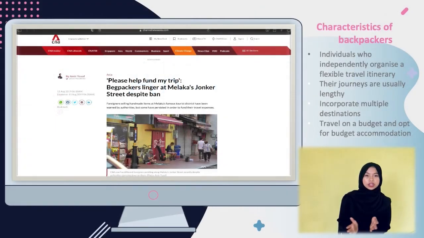Moving on to the article review, the term backpacker was agreed by academicians since 1990, and among the characteristics is that they are individuals who independently organize a flexible travel itinerary. Their journeys are usually lengthy and incorporate multiple destinations, and they also travel on a budget and opt for budget accommodation.